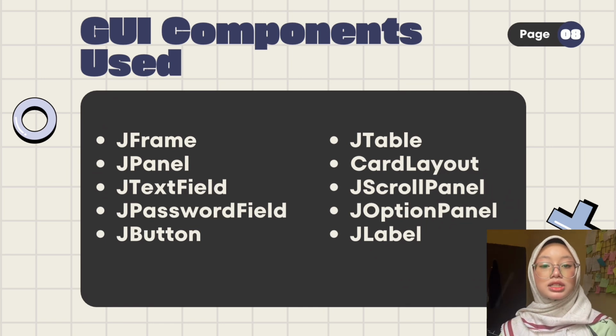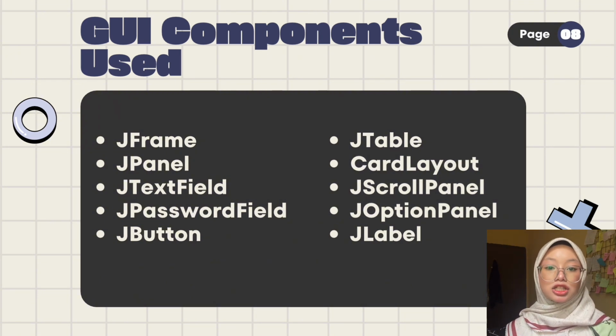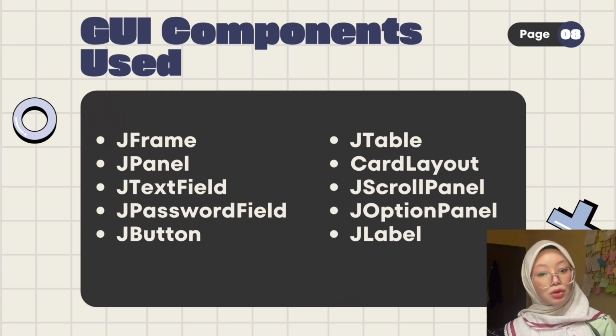For data presentation, we used JTable and JScrollPane. To meet the requirements of displaying structured attendance logs, we utilize a JTable component. This is nested inside the JScrollPane to ensure that if the attendance list grows large, the lecturer can scroll through the records effortlessly without breaking the user interface layout.